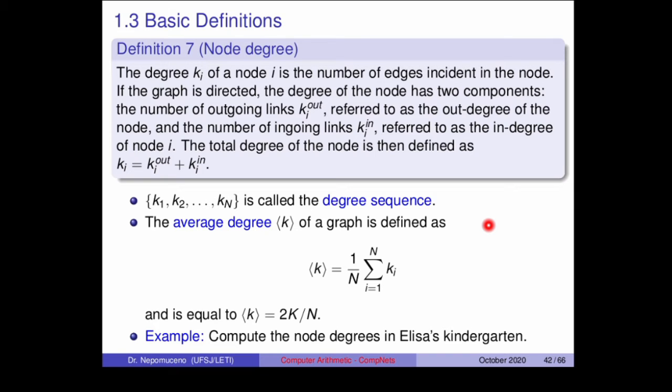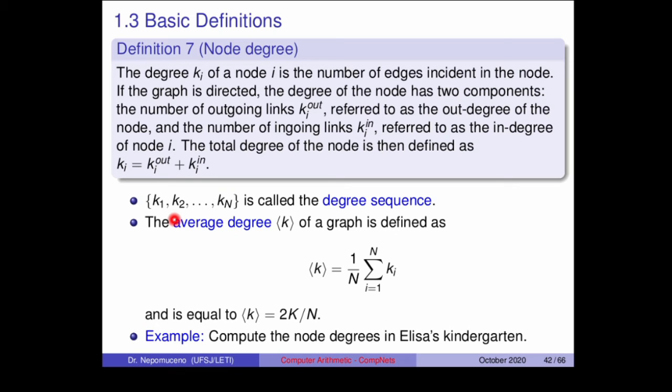Node degree, some basic definitions. The degree K of node I is the number of edges incident in the node. If the graph is directed, the degree of the node has 2 components: the number of outgoing links, K out, referred to as the out-degree of node I, and the number of ingoing links, K in, referred to as the in-degree of node I. The total degree of the node is then defined as K equals K out plus K in.